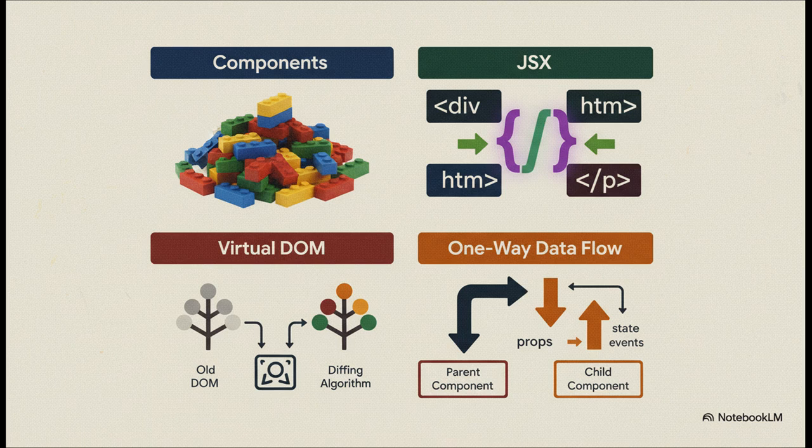First, think in components. Break everything down into reusable UI Lego blocks. Second, embrace JSX. Use its superpowers to combine your logic and markup. Third, trust the virtual DOM to keep your app feeling fast. And finally, manage your data with that predictable one-way flow using props and state. These 4 pillars are what make React so powerful and honestly, so much fun to work with.